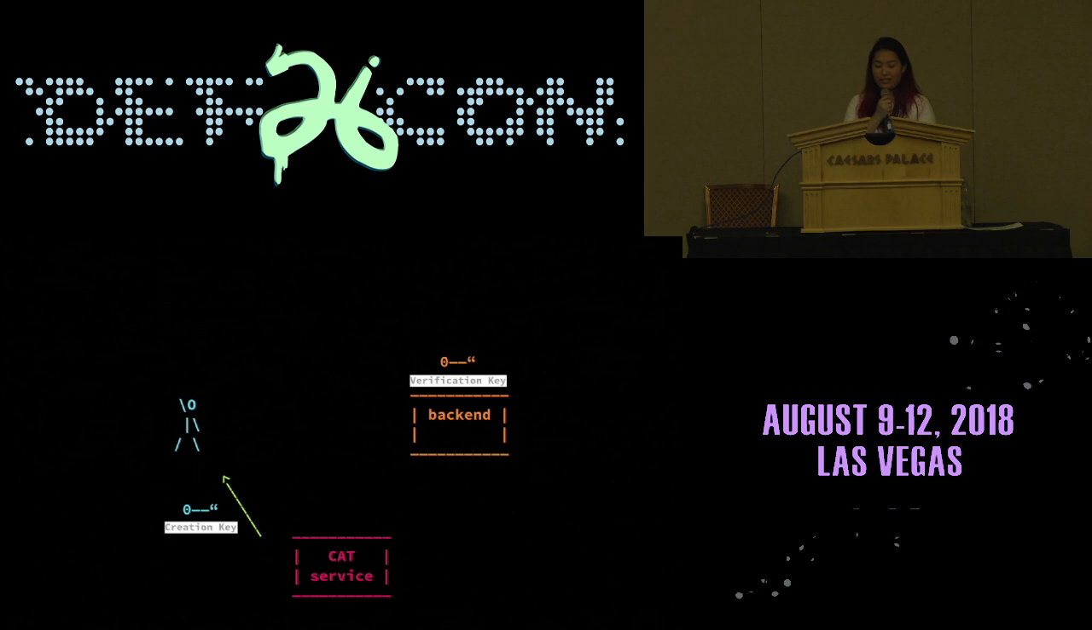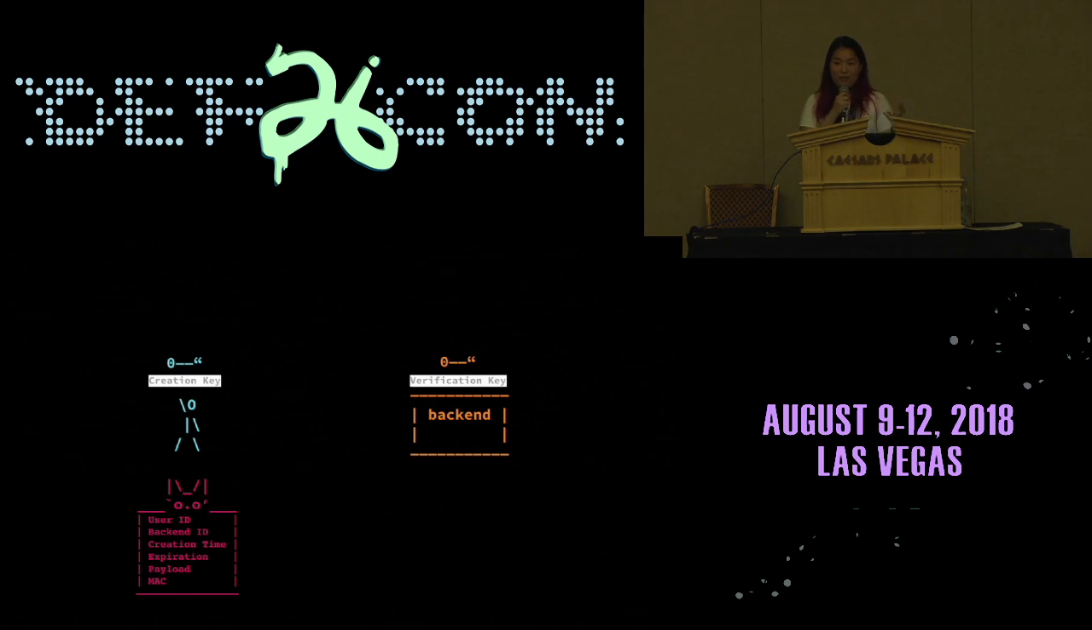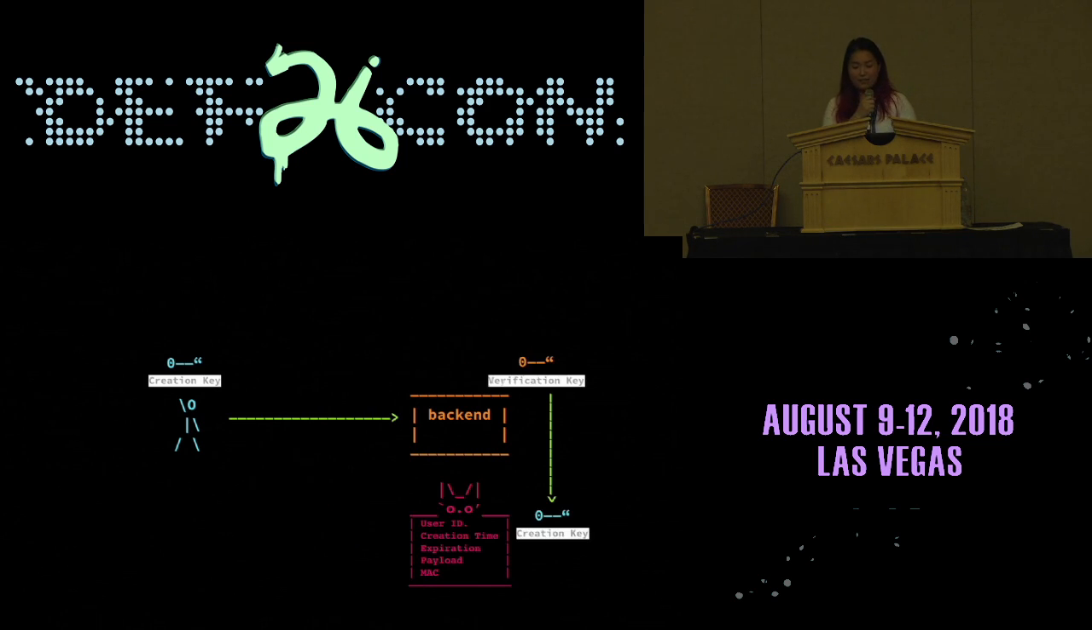Now what? Now we can locally create our CAT, and we no longer need to interact with the CAT service. So the user can create the CAT. The CAT contains some information like the user's identity, the backend service's identity, creation time, expiration, payload, and an HMAC over all of this information using the creation key that we just got back from the CAT service. So this allows for a pretty flexible CAT. The scope of it can either be really large or super scoped down by having additional data in the payload. And it's completely up to the adopters of these CATs to show how scoped down they want their authentication to be. So the CAT gets sent along with the request to the backend service.